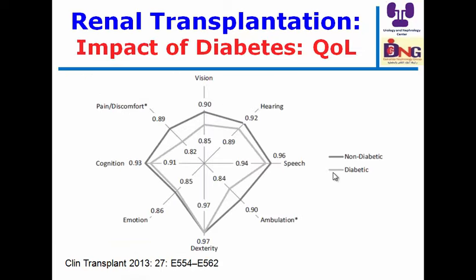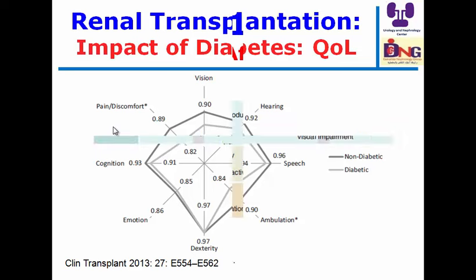Regarding the quality of life, if we compare patients who are transplanted and they are diabetic in comparison to non-diabetic, you will find here the quality of life is reduced in diabetic patients, in all the quality of life domains, including vision, hearing, speech, ambulation, dexterity, emotion, cognition, pain, and discomfort. All these domains are restricted in diabetic patients in comparison to non-diabetic patients.